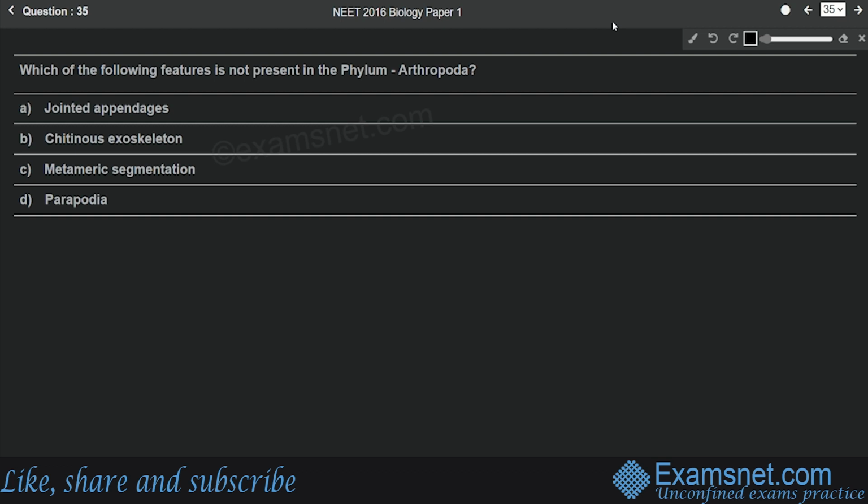Question number 35 is from the chapter Animal Kingdom, and the question is which of the following features is not present in the phylum Arthropoda? Options are joint appendages. So this is a feature of Arthropoda. Okay. Second option is chitinous exoskeleton. This is also present in Arthropoda. Third one is metameric segmentation. This is also present in Arthropoda. And the last one is parapodia. This is not true because parapodia is a characteristic of Annelida. Okay. Annelida, not Arthropoda. Therefore, option D will be the correct answer.